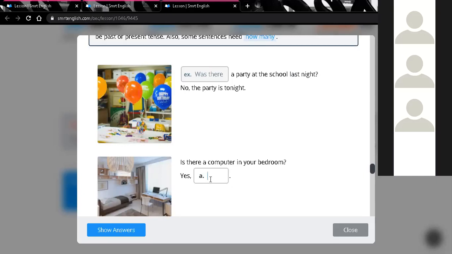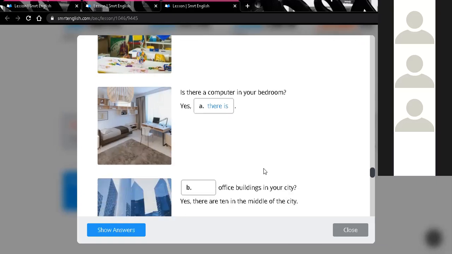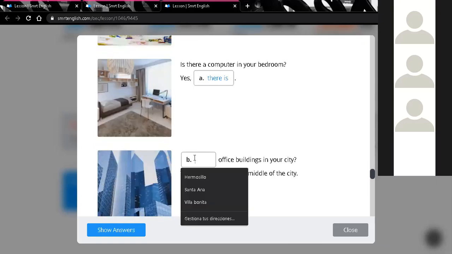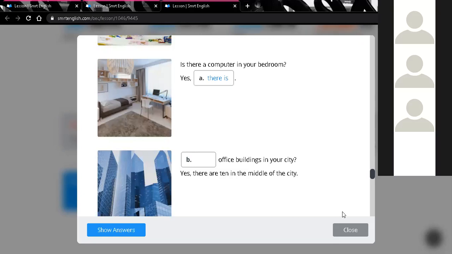So Ilse, is there a computer in your bedroom? Look at the picture. Yes, there is a computer in my home. Your answers will be yes, there is, or no, there isn't. Okay. Very good. Guillermo, look at the picture and look at the answer. Is the answer in present, past, plural, singular? Look at the answer.